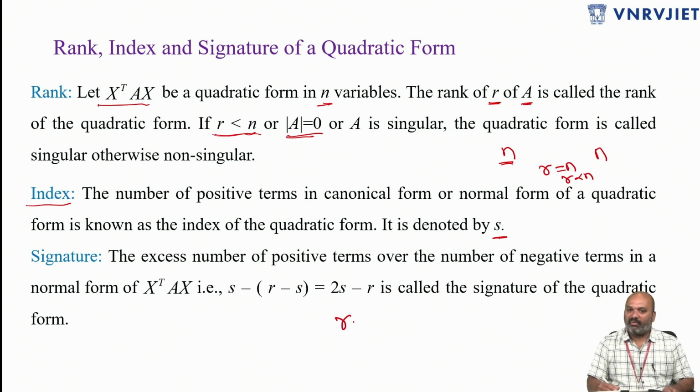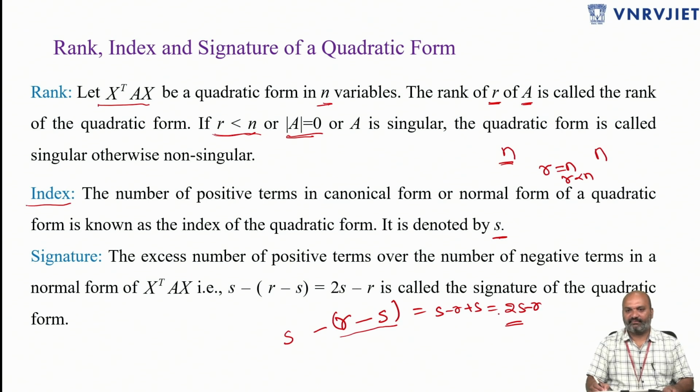Now, how many positive terms are there? From the total number of terms, if you remove the positive terms, you get the negative terms. That is, r minus s negative terms are there. But what is the signature? The excess number of positive terms, so the number of positive minus the number of negative terms. Positive terms are s, minus negative terms r minus s, which is s minus r plus s, simply 2s minus r. So this is the formula to determine the signature of a quadratic form.